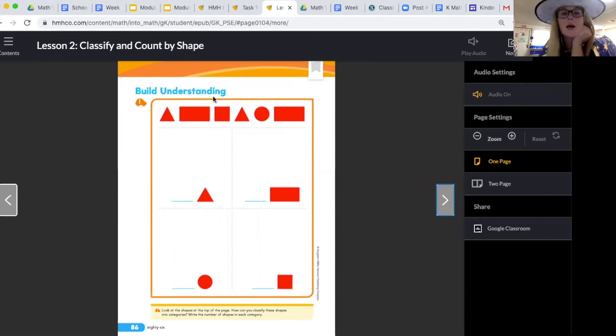1, 2. 2 triangles. Okay. How many rectangles are there? How about circles? You want to count together? That's a great idea. Let's get to rectangles. 1, 2. How many circles? 1. How many squares? Rectangle, square, rectangle.